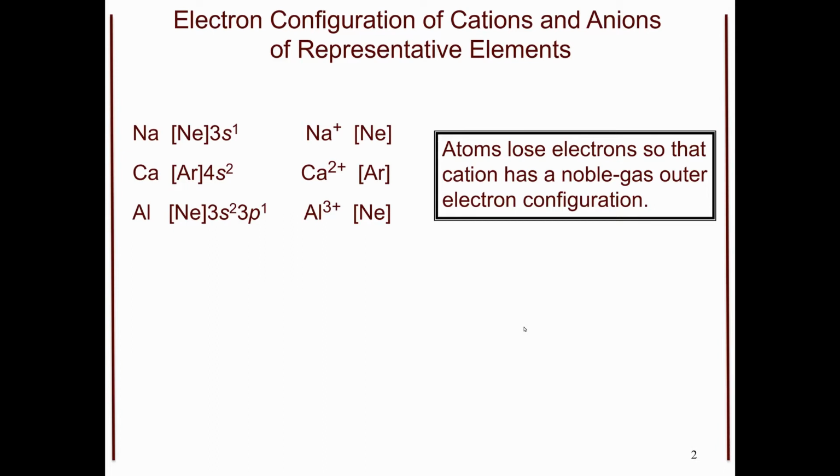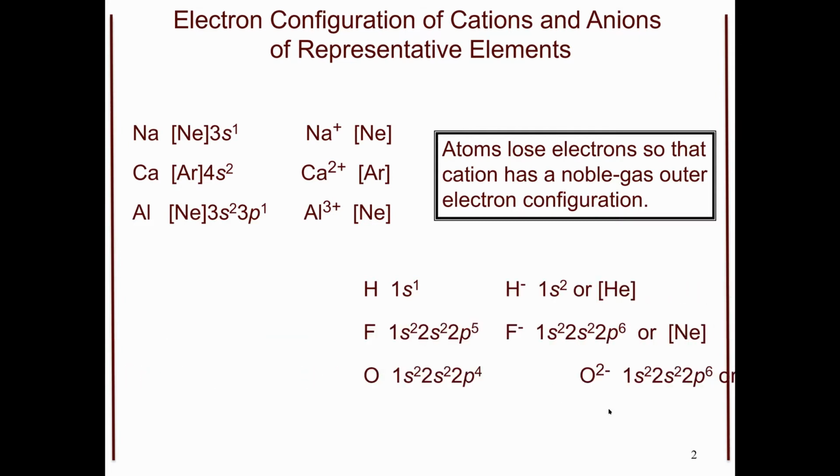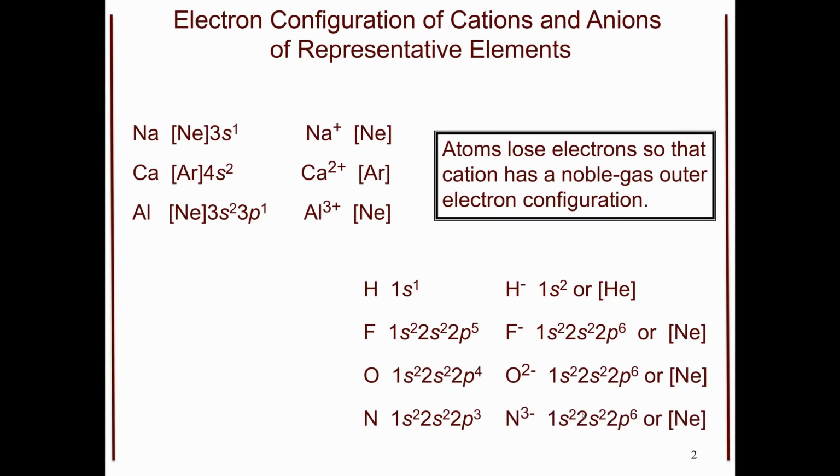So now we are going to look at whether it is easier for us to gain electrons or lose electrons. In the case of metals, especially those on the left side of the periodic table, it is better for us to lose electrons to revert to the previous noble gas. So now let us look at the opposite case. Let's look at species that gain electrons.